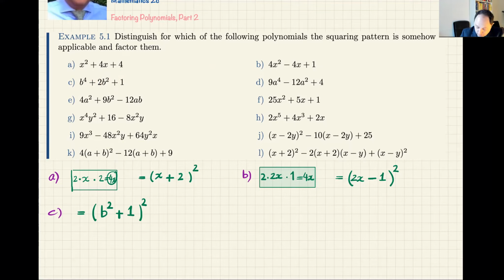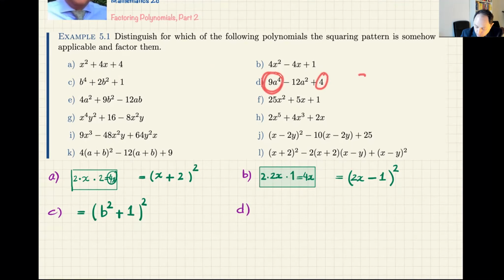Okay, part D. So for part D, I see that I have 3 terms. 2 of them are complete squares. I take the square root of this, it becomes 3a squared. I take the square root of this, it becomes 2. I multiply them and I multiply by an extra 2. So the answer becomes 12a squared. And 12a squared is exactly 12a squared here. So yes, this is also a squaring pattern.